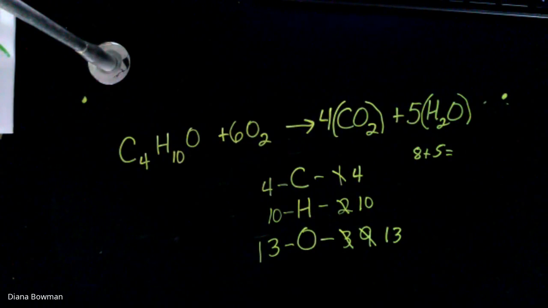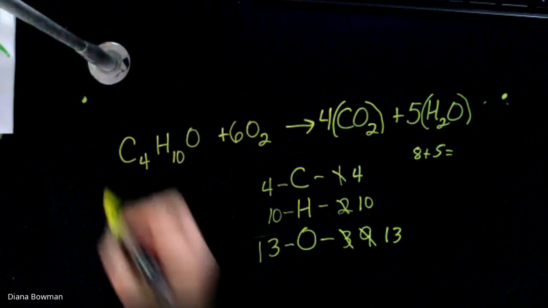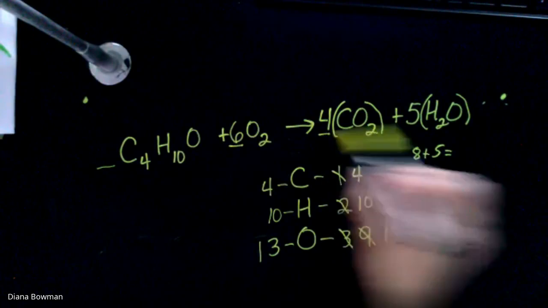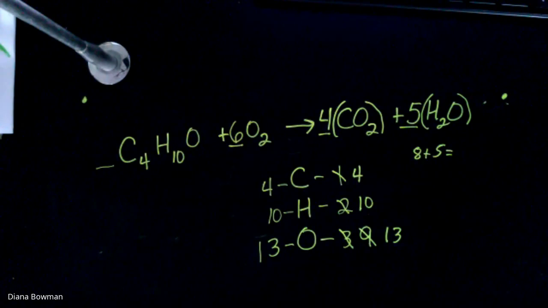I got it. It's balanced. So I end up with a coefficient here of 1, here of 6, here of 4, and here of 5. And that's a balanced equation.